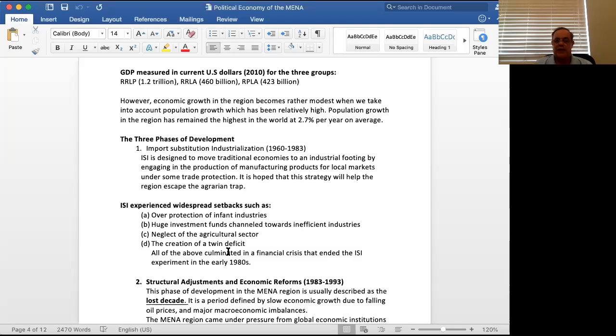Now, what's this twin deficit? One, budget deficit, because the government was spending colossal amounts of money for this industrialization process. So this led to a budget deficit. And on the other hand, you had a trade deficit. In other words, the country was basically importing machineries, equipment, etc. from overseas, but they were not exporting anything because the agricultural sector was completely decimated.